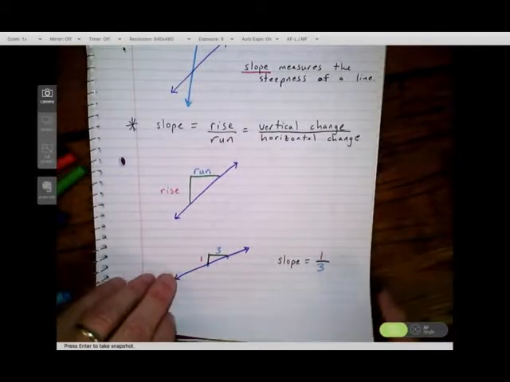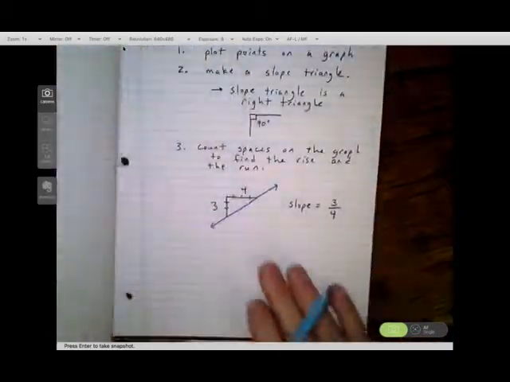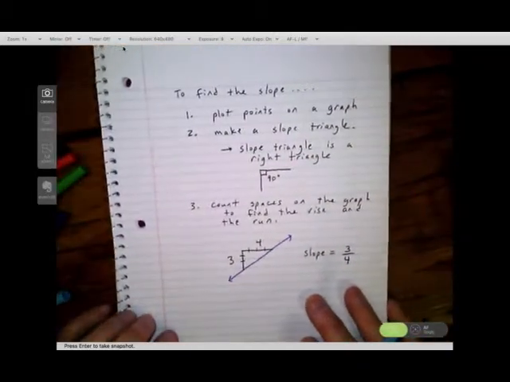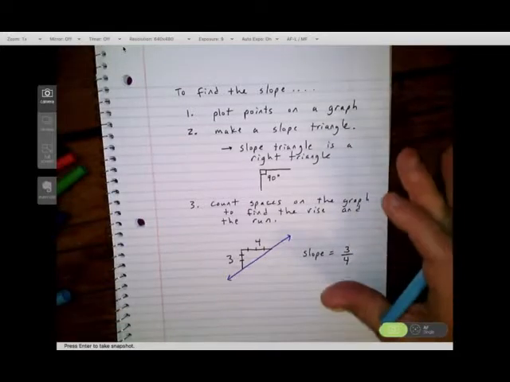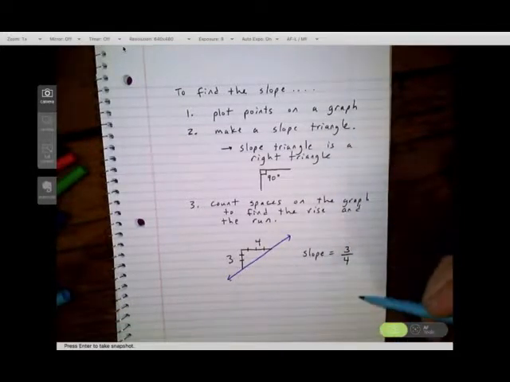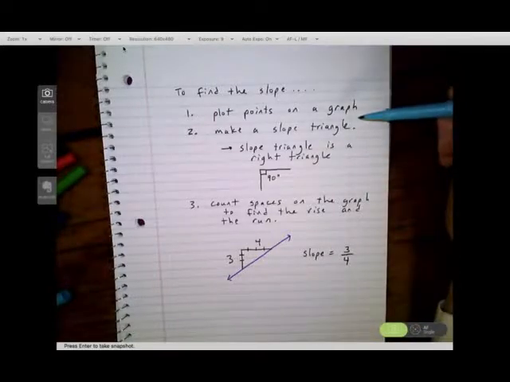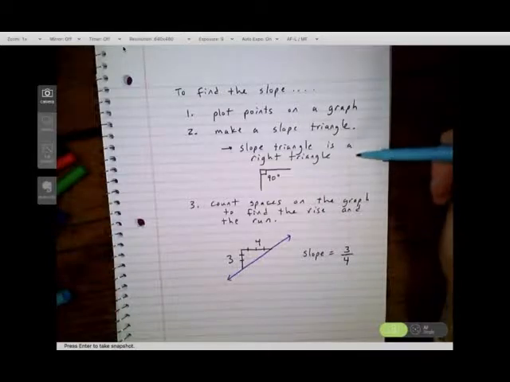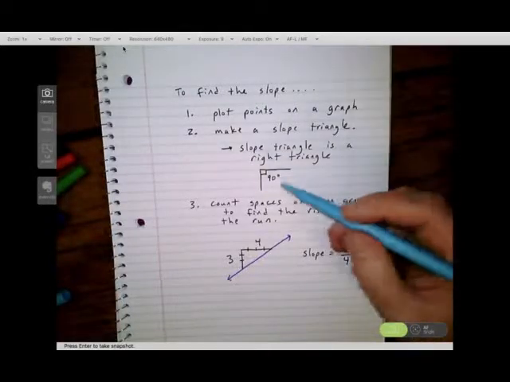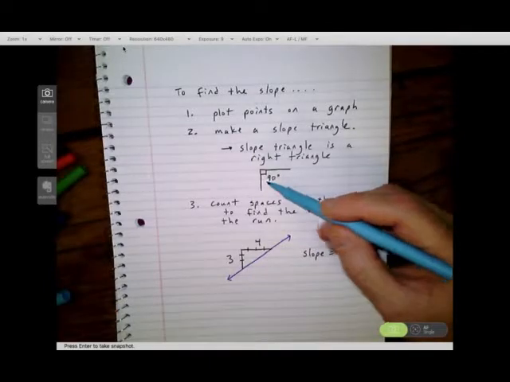Now, let's look at how we find the slope. And what I'm going to have you do is use some graph paper to do this. Some of the problems in the book are already plotted on a graph, and you just have to count the rise and the run. Otherwise, we are going to use graph paper. We're going to plot the points on the graph. We're going to make a slope triangle. A slope triangle has to be a right triangle. That means it's got a 90-degree angle in the corner.